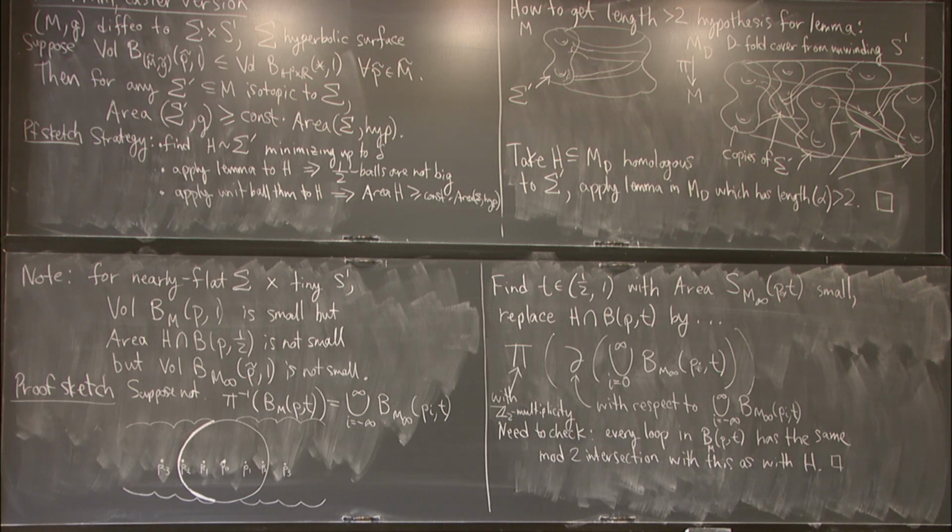So the integer version goes as follows. Suppose we have our manifold M, and we have a cohomology class alpha in degree 1 with integer coefficients. And suppose that has length greater than 2. Then we have H, our embedded, oriented hypersurface, dual to alpha and minimizing up to delta in its Z coefficient homology class.